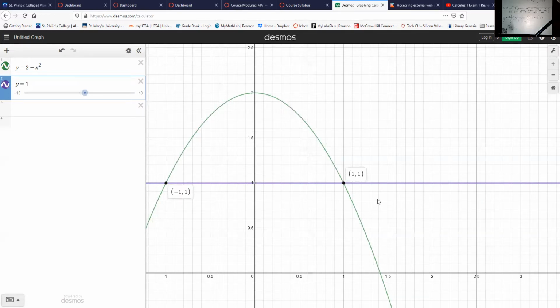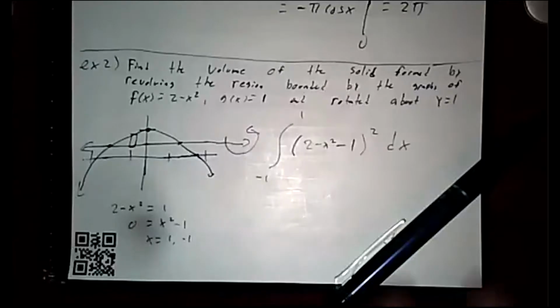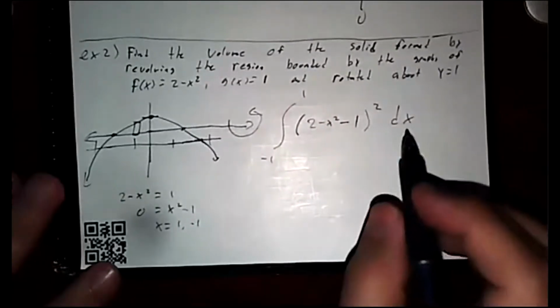On my graph, it looks like it's 1.4 or something. But who cares? So integrate from, since we're doing dx, negative 1 to 1, the x values. Top minus bottom. The bottom is a line of y equals 1. That's where this integral came from.